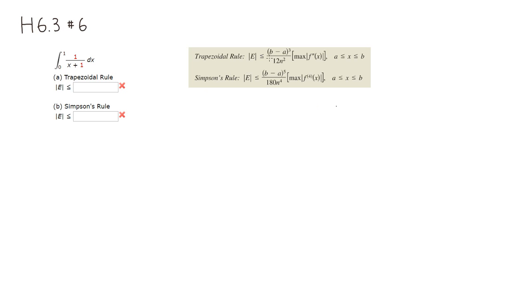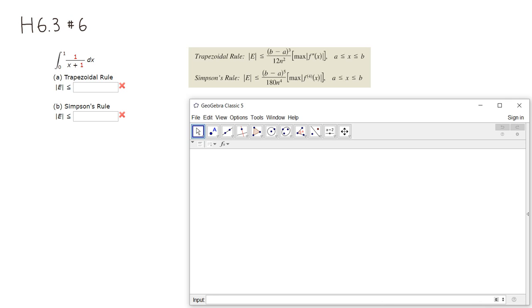So I put the error bounds formula up here so we can use that, and I opened up GeoGebra here. First thing we need to do is find the maximum value of the absolute value of the second derivative. I'm going to use GeoGebra to compute it. So f of x is equal to 1 over x plus 1.